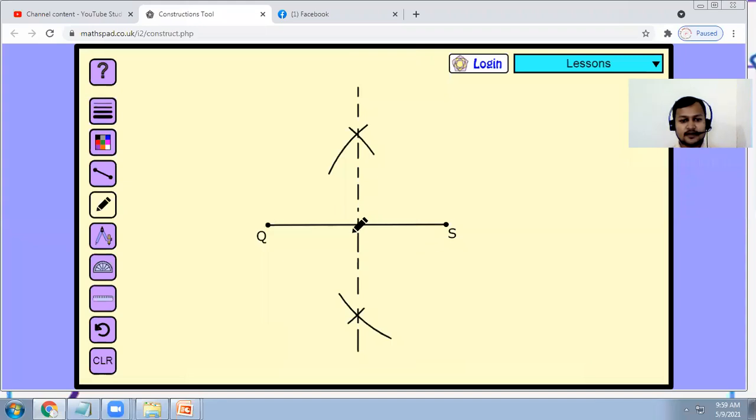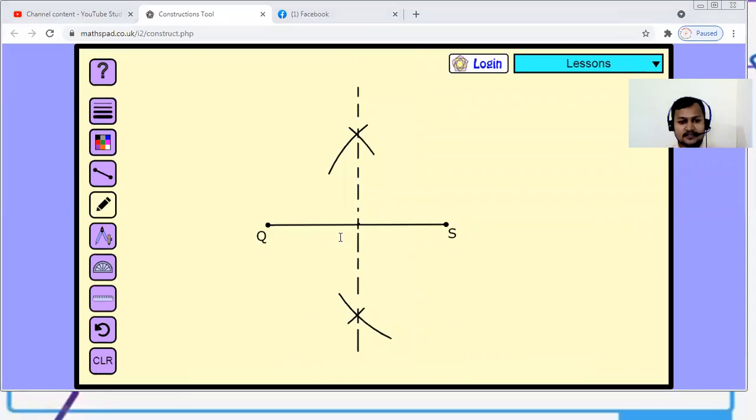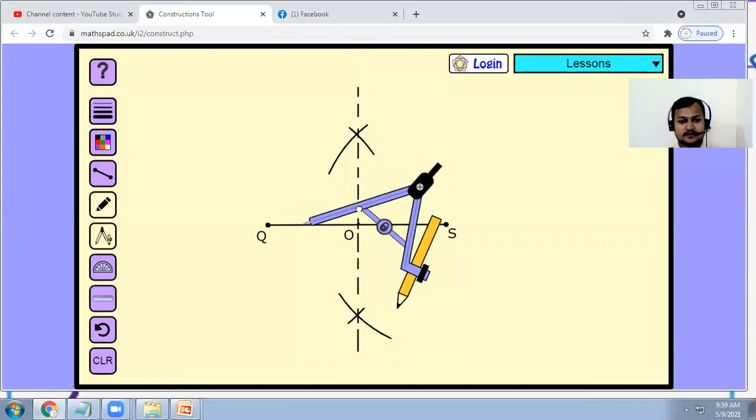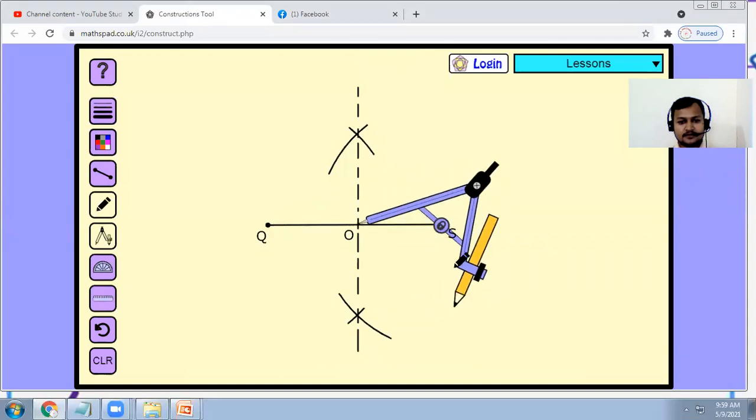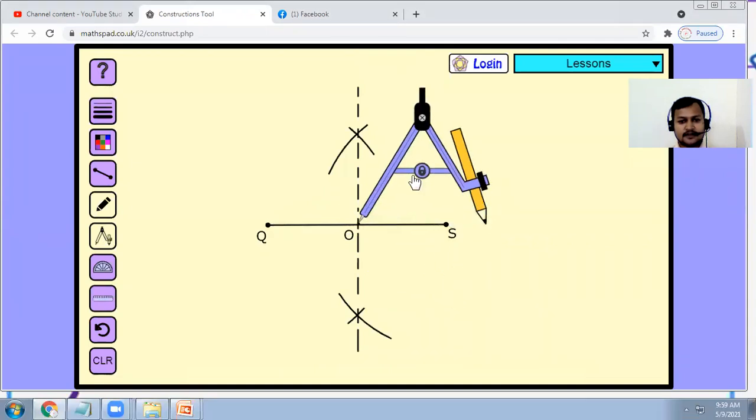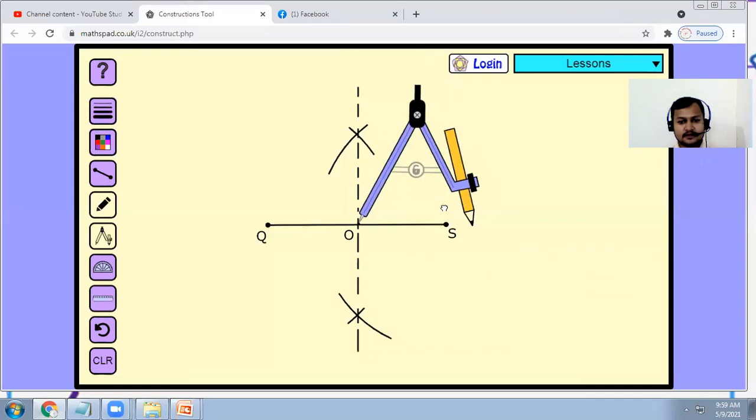This point bisects QS, and it is said that the point of intersection of PR and QS is O. So this point is O. This point is called O, which is the point of intersection of PR and QS. And now the angle between the two diagonals, angle ROS, is 45 degrees. So take your compass to draw an angle of 45 degrees. From this center point O, we have to draw a 45 degree angle.